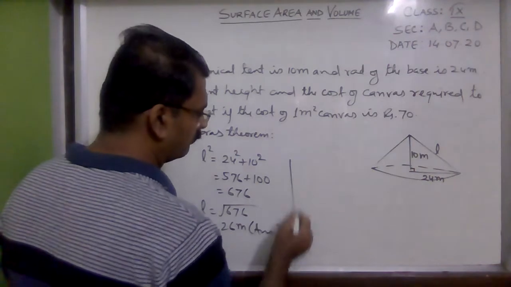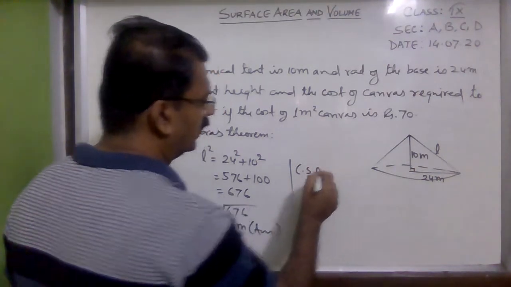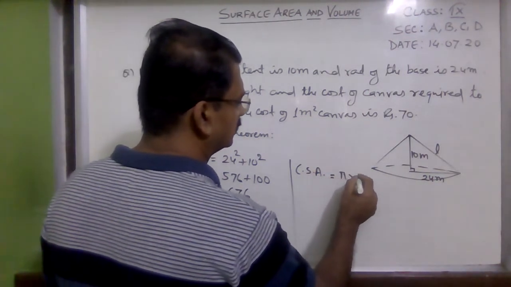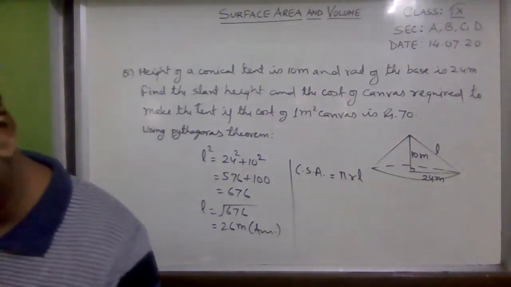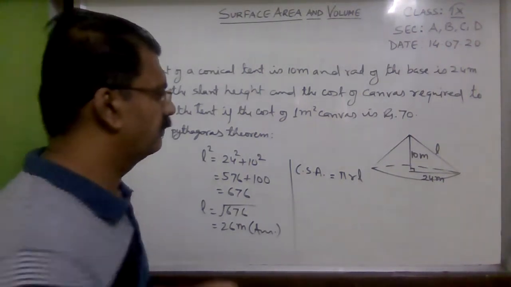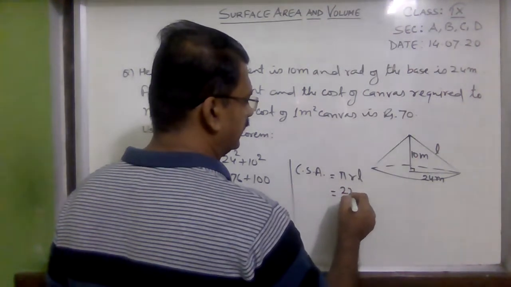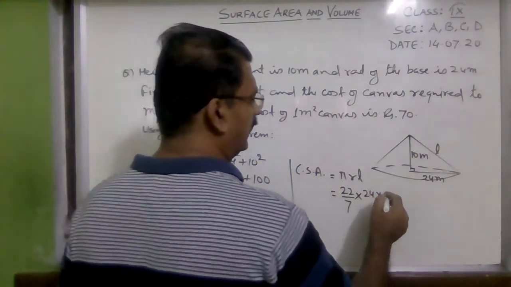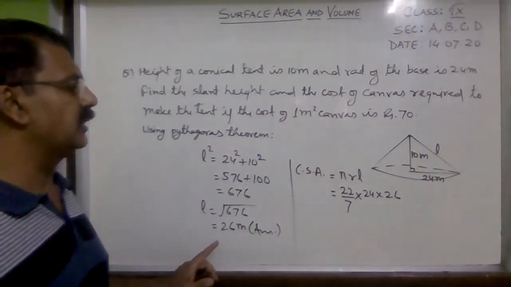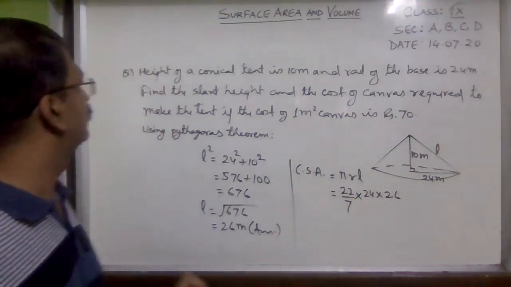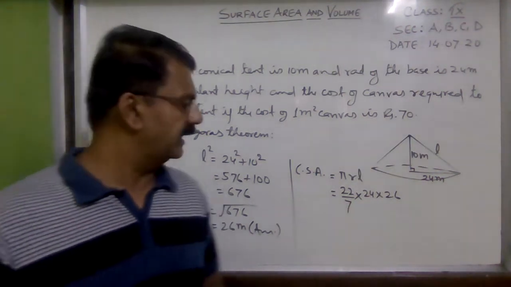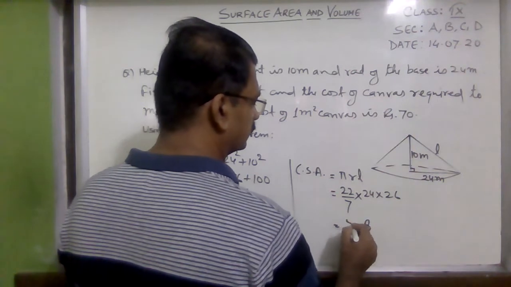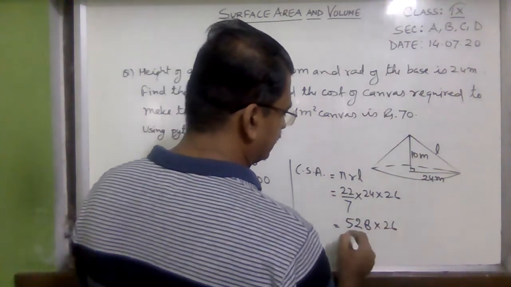Now curved surface area. You know the formula for curved surface area is pi r L. Now the value of pi is 22 by 7, r is 24, and L we have calculated 26. Slant height is 26, the radius of the base is 24, and pi is obviously 22 by 7. Now see, 528 into 26 upon 7.